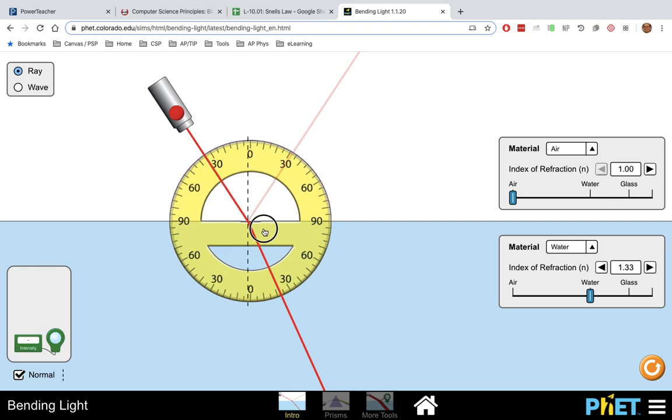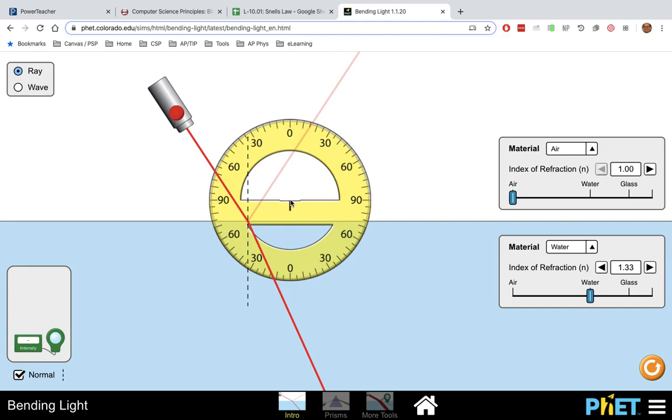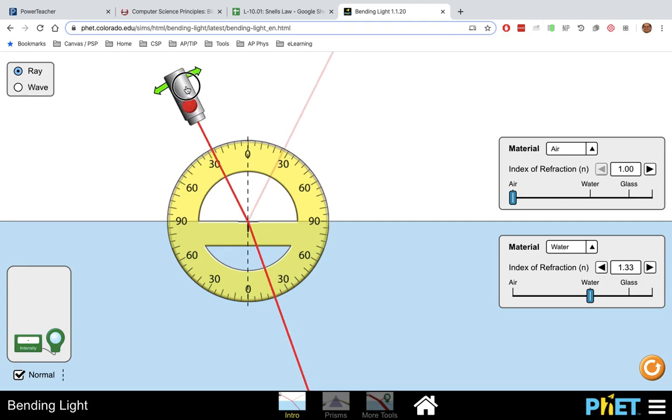So make sure you move that protractor so that this point right down here, the crosshairs, see the little crosshairs on the protractor right there? That has got to be on the interface where the beam of light is hitting the water. Okay? And then you can change the angle of incidence by moving the laser. Right now I've got it on 30 degrees. And you can see that the angle of reflection is also 30 degrees. So that was the law of reflection. The angle of incidence equals the angle of reflection.